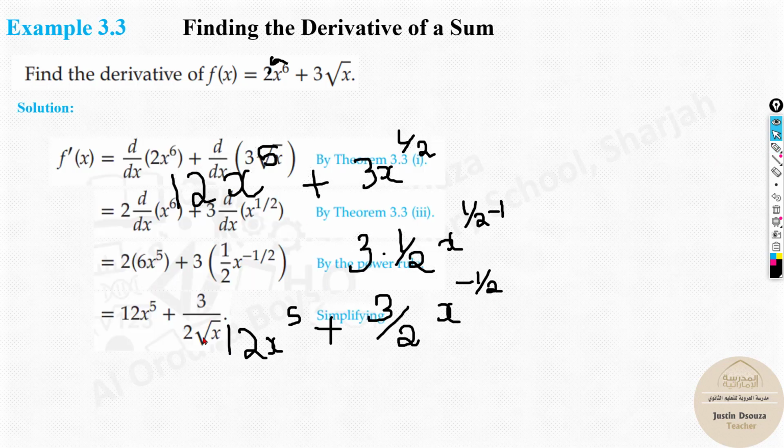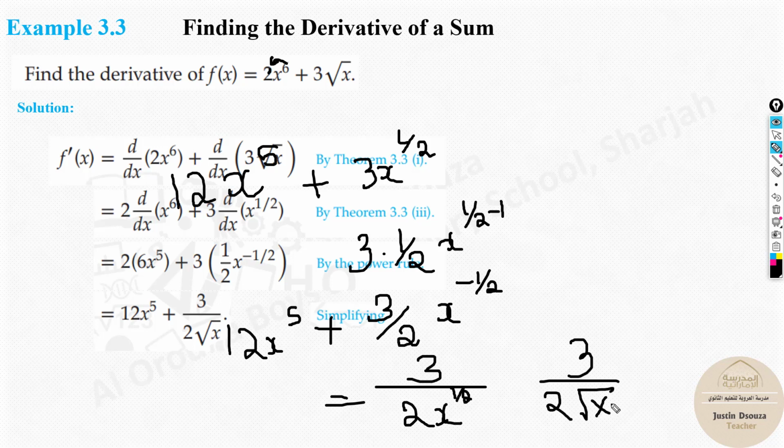You can see over here, 12x to the power 5, 3 by 2. Now since this is x to a negative exponent, you can take it down. The only thing is it will be 3 divided by 2x to the power positive half. Now instead of x to the power half, you can write it as square root x. And this is the answer. Same thing. This is also the answer.